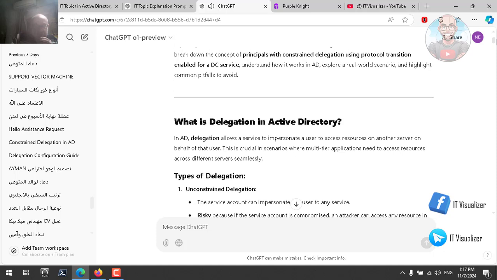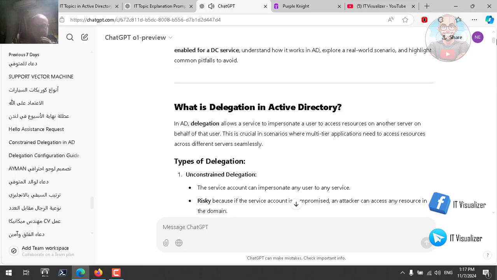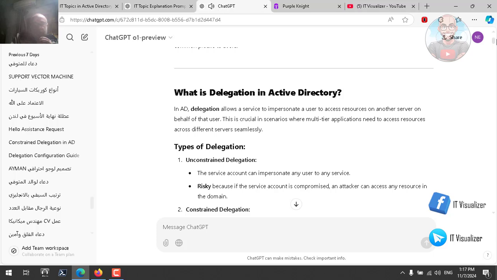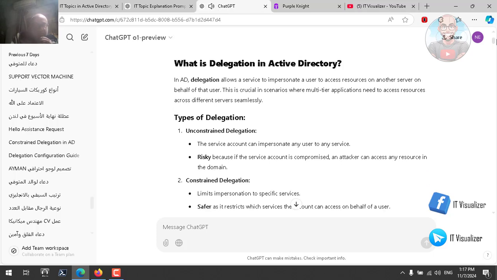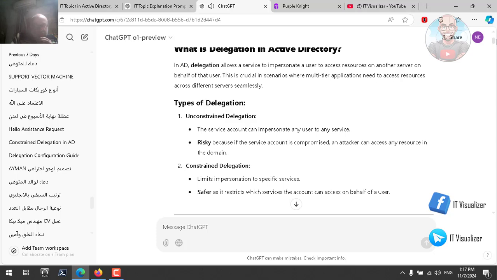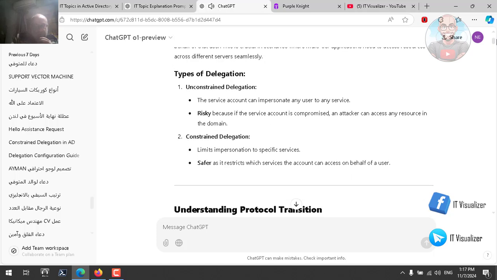What is delegation in Active Directory? In AD, delegation allows a service to impersonate a user to access resources on another server on behalf of that user. This is crucial in scenarios where multi-tier applications need to access resources across different servers seamlessly. Types of delegation. 1. Unconstrained delegation: the service account can impersonate any user to any service. Risky, because if the service account is compromised, an attacker can access any resource in the domain. 2. Constrained delegation limits impersonation to specific services. Safer, as it restricts which services the account can access on behalf of a user.